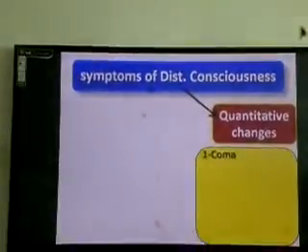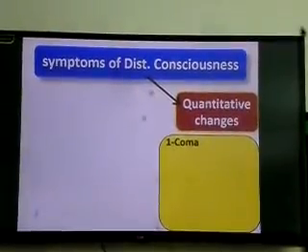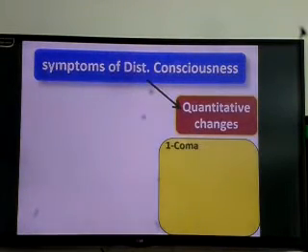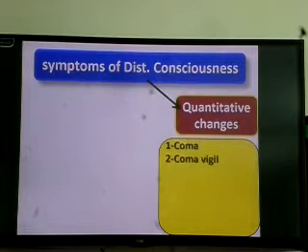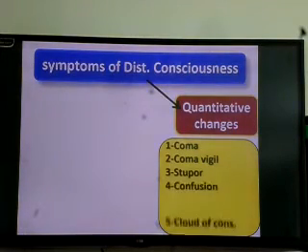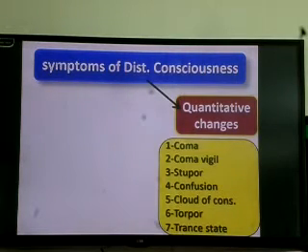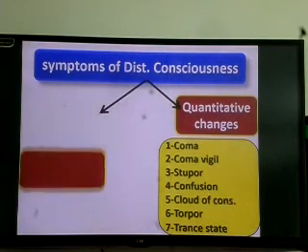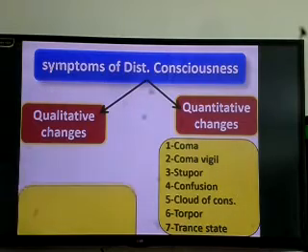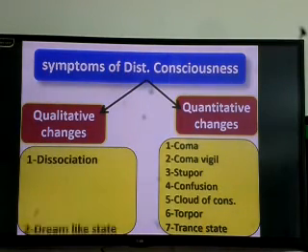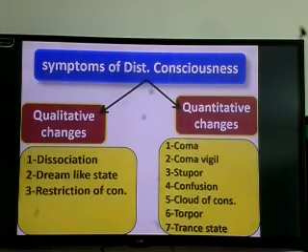We can summarize what we have said in consciousness disturbance into symptoms: quantitative changes, coma and coma vigil, stupor, confusion, cloud consciousness, torpor and trance state, and in qualitative changes, it is dissociation, dream-like state, restriction.